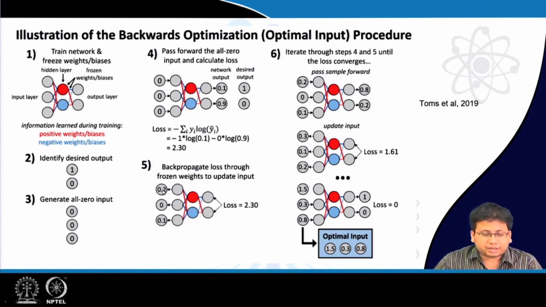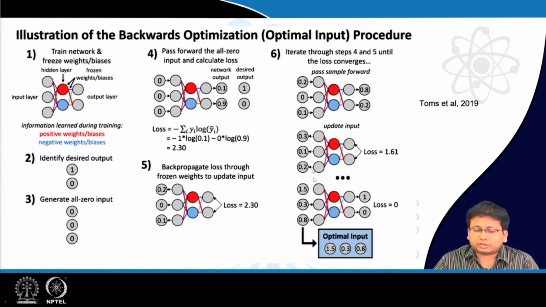Let us say in this case, when we use 0.2, 0, 0.1 as an input, the output changes to 0.8, 0.2, but that is still different from the desired output 1 and 0; some residual is still there. So again that error we calculate, and again we back propagate it, updating all the input values but keeping all the weights constant. Let us say after that we get these as the updated input 0.31, 0.2. In this case the loss is 1.61. This is better than the loss we had obtained earlier, which was 2.3.